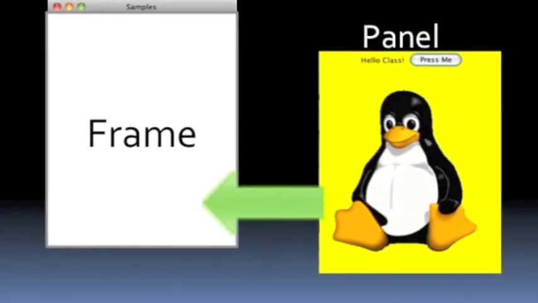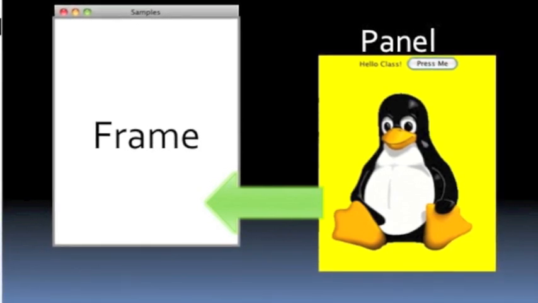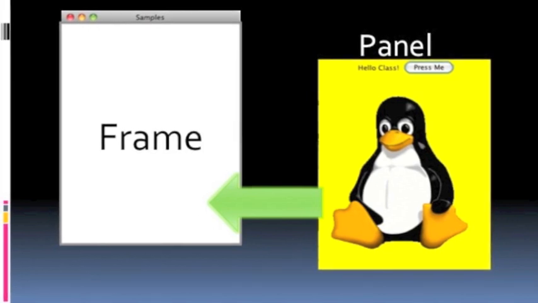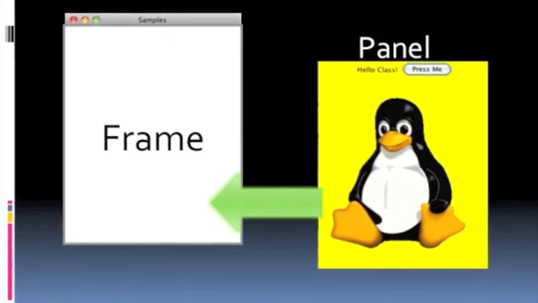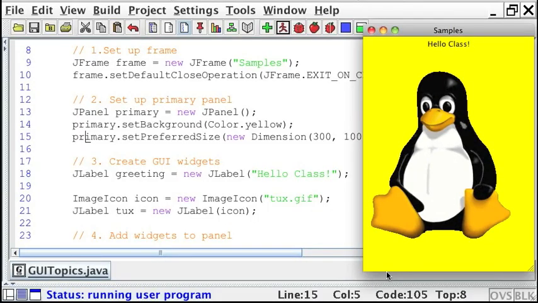The book demonstrates that you can add components directly to a frame, but I like to see my students kind of skip that step and go right into using panels as your main container, because as we build more complex programs, what we're going to do is we'll have multiple panels, and we can add panels to panels, but in the end we only need to have one frame.